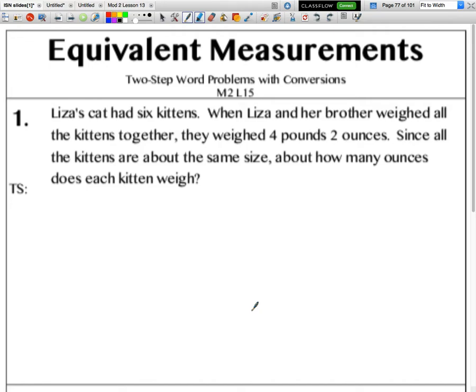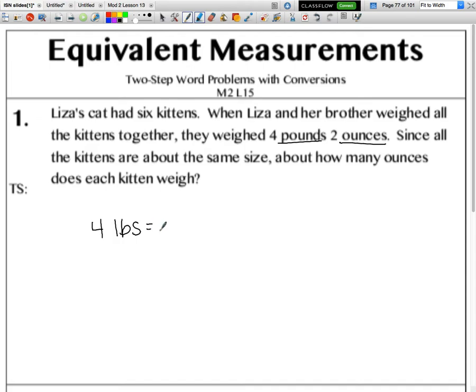All right, so the first thing we are going to need to do is convert all of these things into ounces. So we have 4 pounds 2 ounces. We're going to leave these 2 ounces alone and just convert our pounds first. So just like yesterday, we have 4 pounds.